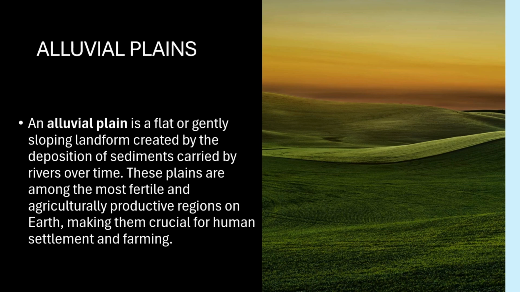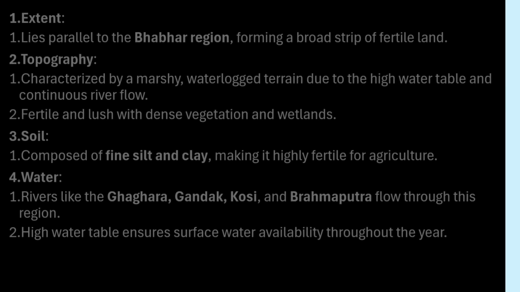Next, we have the alluvial plains. These plains are even more fertile than the Tarai Plains, and these are located at the south of the Tarai Plains. They are flat or gently sloping landform created by the deposition of sediments carried by rivers over time. These plains are among the most fertile and agriculturally productive regions on earth, making them crucial for human settlement and farming.